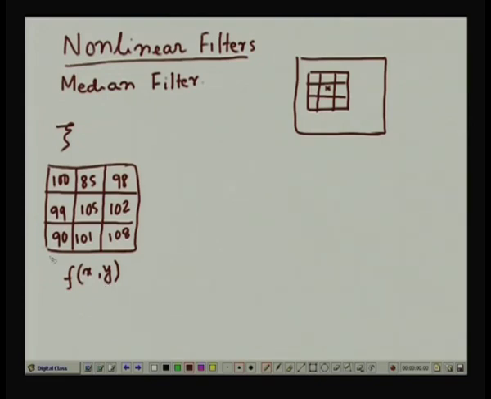Now, I take all these intensity values and put them in ascending order of magnitude. If I put them in ascending order, you find that the minimum of these values is 85, the next value is say 90, the next one is 98, the next one is 99, the next one is 101, the next one is 102, the next one is 105, and the next one is 108. So, all these 9 intensity values I have put in ascending order of magnitude.